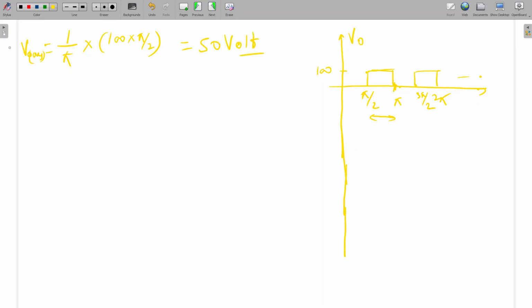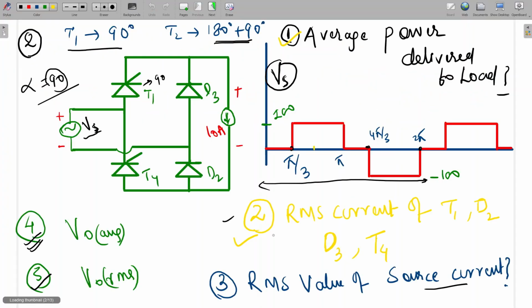Is it clear? What will be the RMS value? RMS will be just on time divided by total. So pi by 2 divided by pi into 100. So it will be 100 divided by root 2. This will be the RMS output voltage. Okay. So now what do we have to calculate? Further we have to calculate the RMS value of T1, D2, D3 and T4.